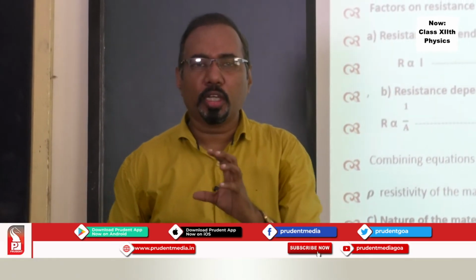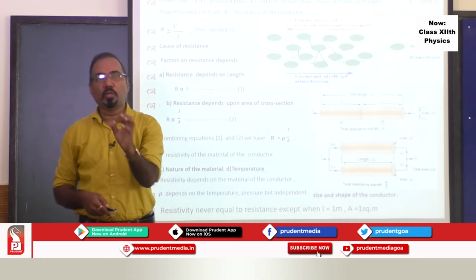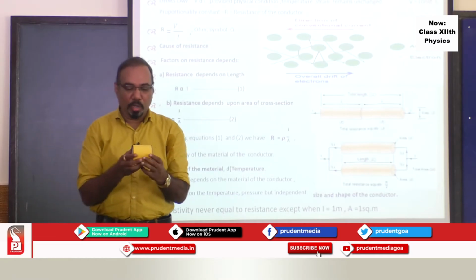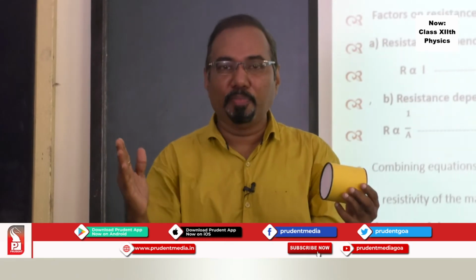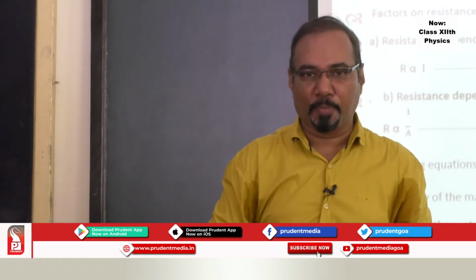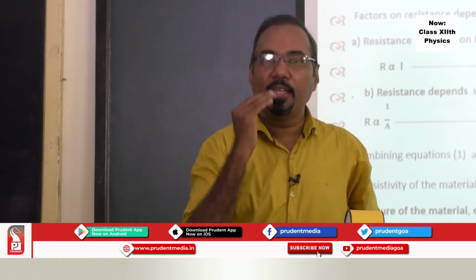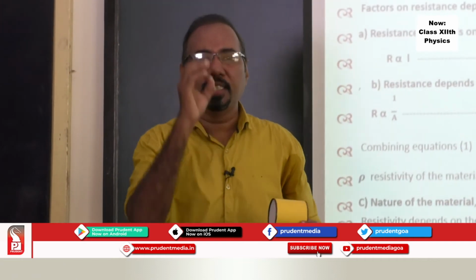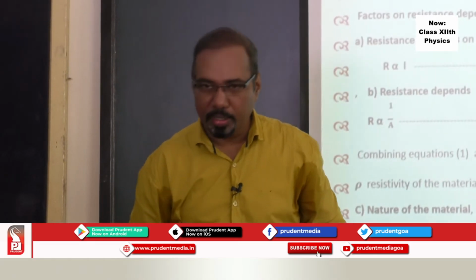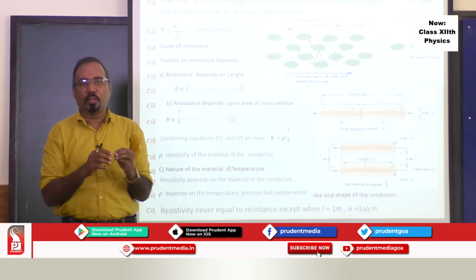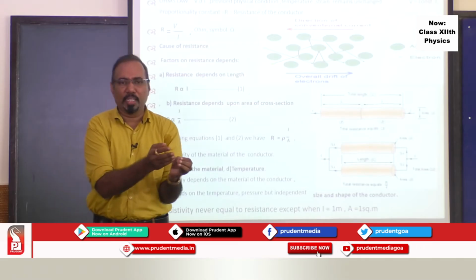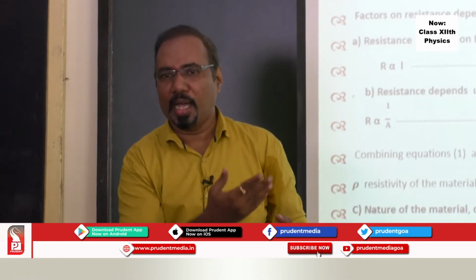So as I said, you cannot say resistance is always equal to resistivity. Under a certain condition, resistivity will be equal to resistance, provided the length of the conductor is exactly 1 meter and the area of cross-section is exactly 1 square meter. In everyday life, we don't find this type of conductor, where length is 1 meter and area of cross-section is 1 square meter. So resistivity is never equal to resistance. Only under this condition can it become equal. Different materials have different resistivity. Resistivity of metals, more or less, is of the order of 10 raised to minus 8 ohm meter.